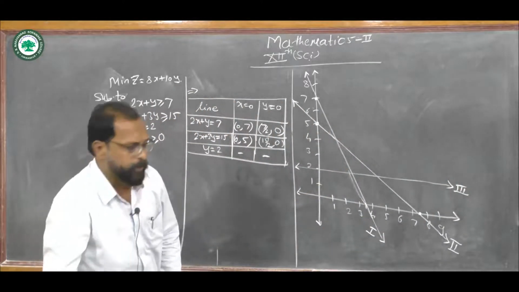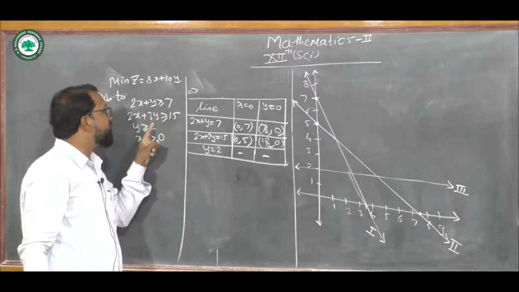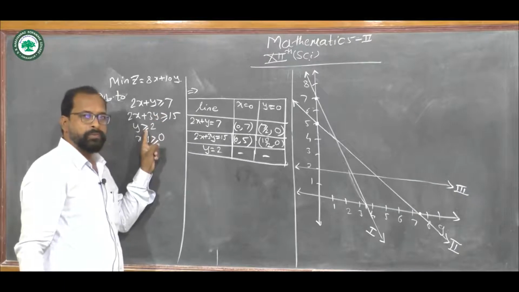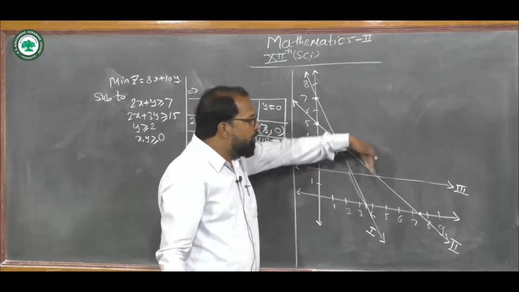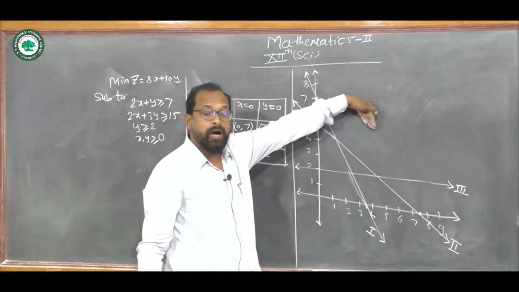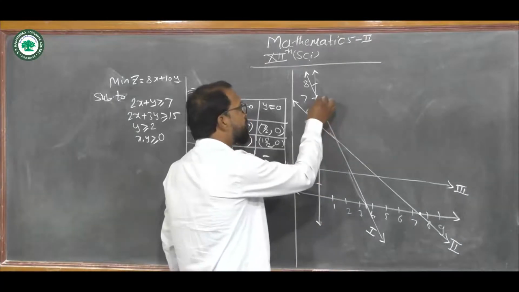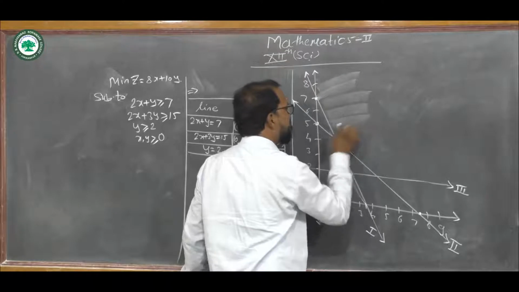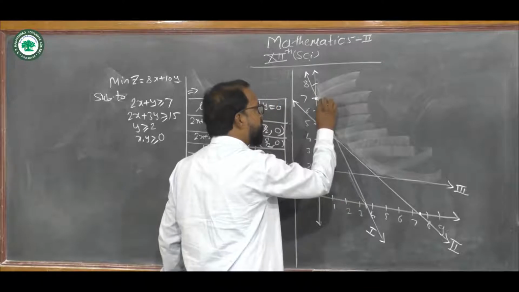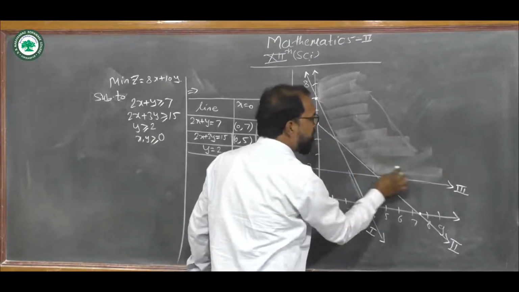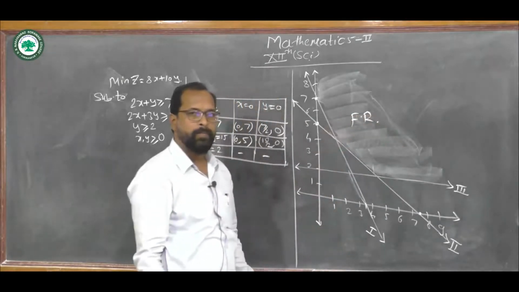Now, if we consider the constraints, all three constraints are greater than or equal to. So we have to consider a region above the lines, or we can say away from the origin of each of the three lines. So here the feasible region will be like this. This is the feasible region which satisfies all the constraints. Since all the constraints are of the type greater than or equal to, this is the feasible region.